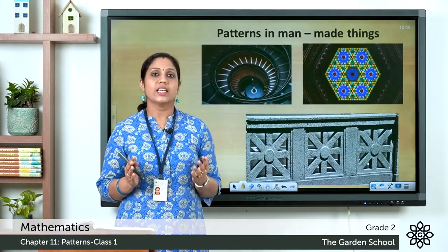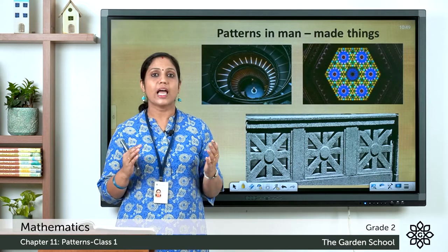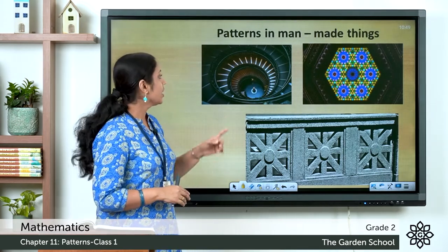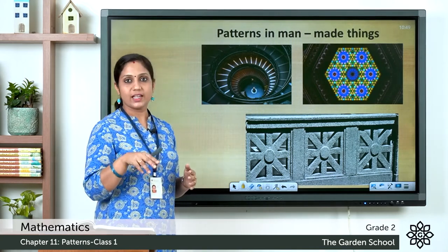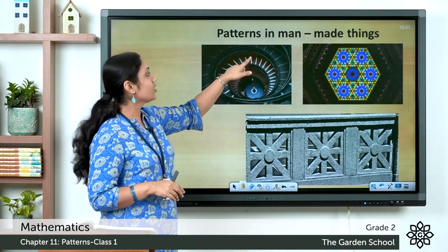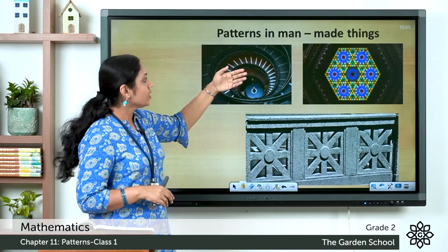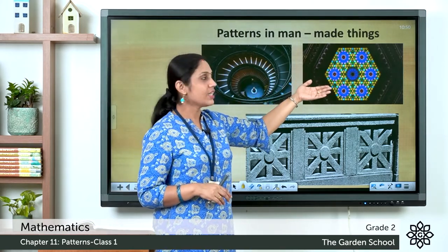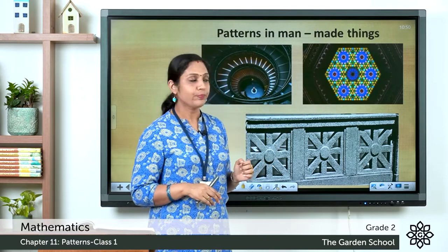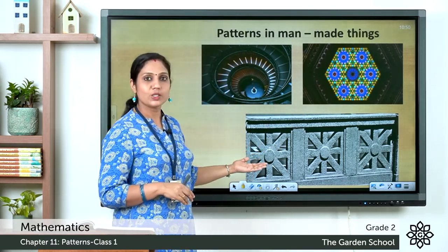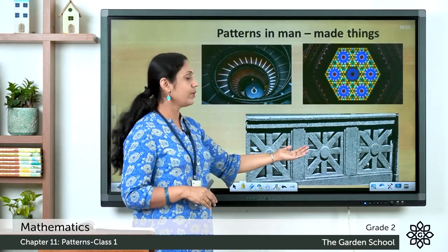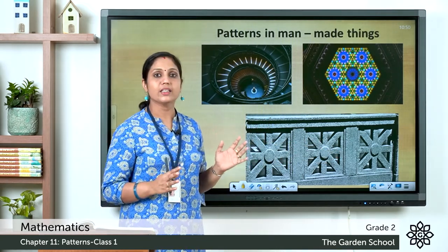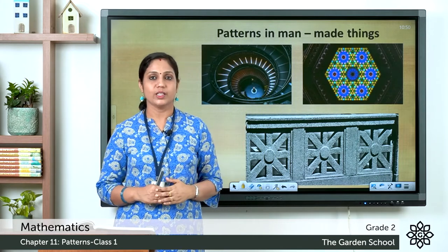And also things made by man have some patterns. Let's have a look at some of the examples. Here you can see spiral stairs, and you can see that it is going in a pattern. See this design? In this design also you can see some patterns being followed. And what about this? Here also you can see that the patterns are being repeated. So this is how we can say that patterns are made in man-made things also.